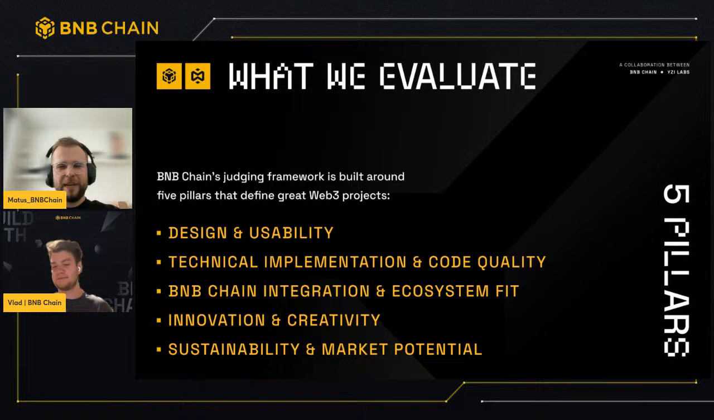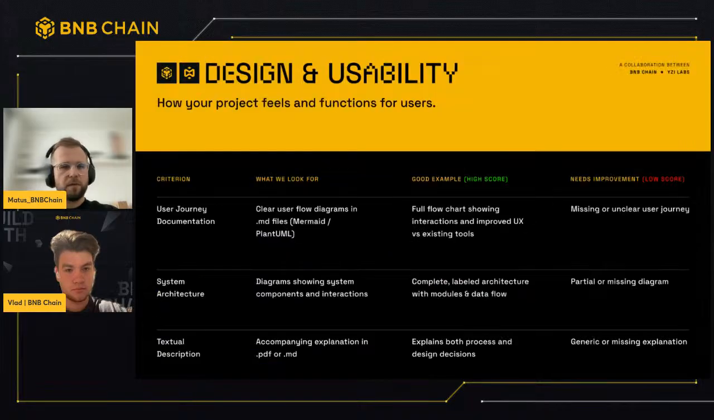Okay, so now let's look at the judging criteria, or what we will evaluate. We will start with design and usability, technical implementation and code quality, BNB Chain integration and ecosystem fit, innovation and creativity, and sustainability and market potential. I will go through each of those points and give a short introduction to what we are looking for.